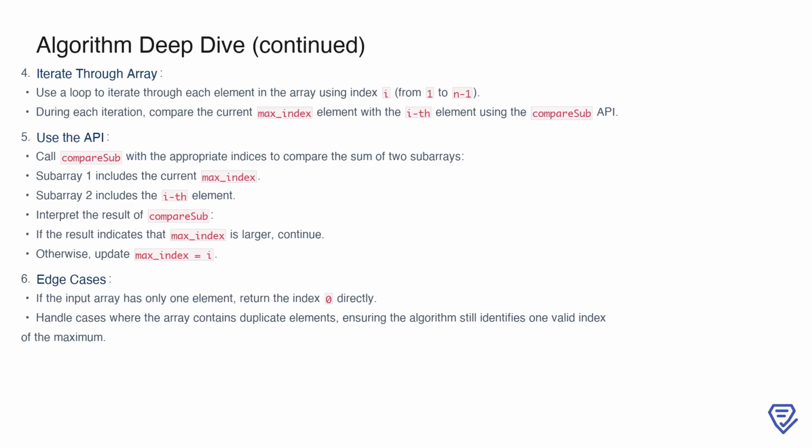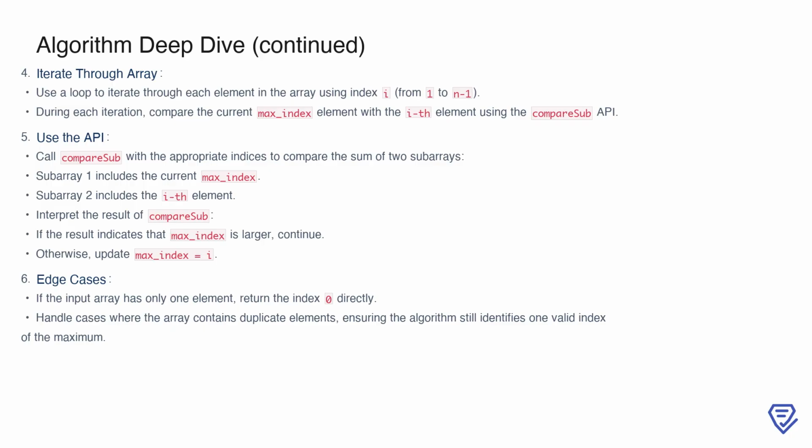Based on the result of this API call, we make a decision. If the sum of the first subarray is greater, it means the current max_index still holds the largest value, and we continue without making any changes. However, if the second subarray is larger, it indicates that the element at index i is greater, and we update max_index to i.